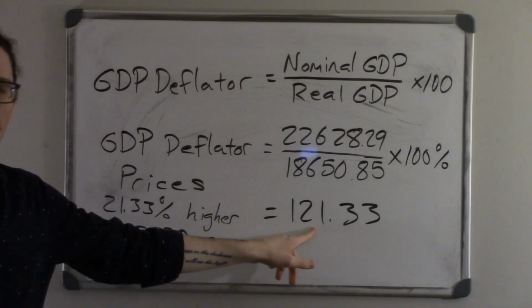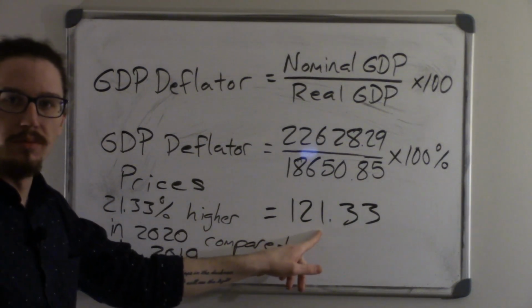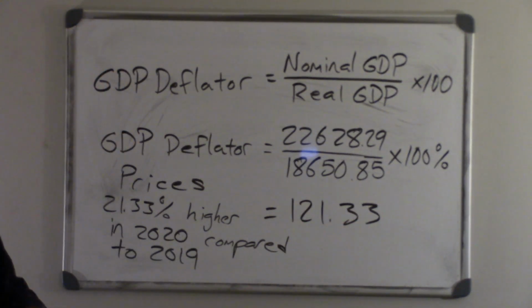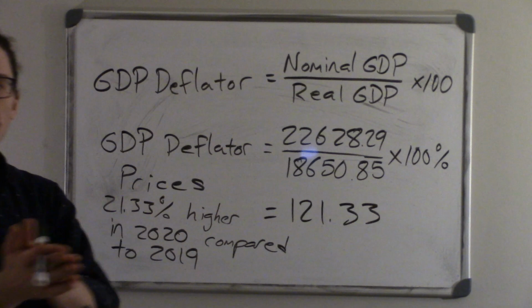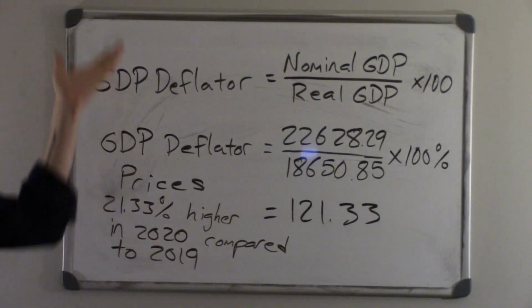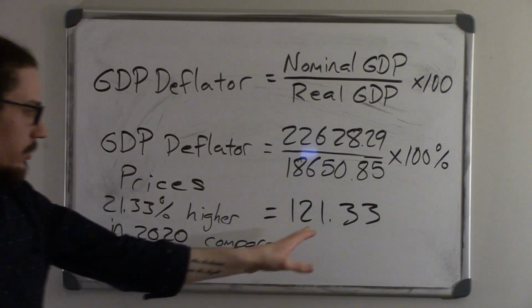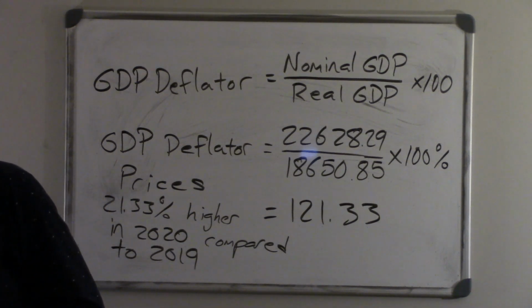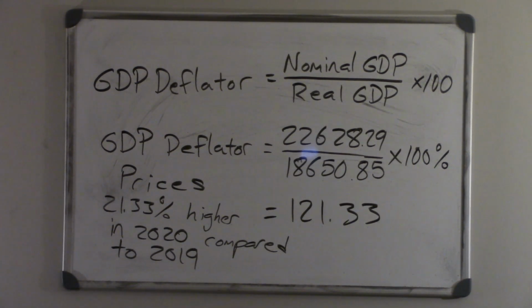All right, and again, that 21.33, we got that by subtracting 100 from this. We subtract 100 because that 100, of course, is just where they overlap. We only want to see where the increase was, and that's where we got that 21.33%. Right, but that is our GDP deflator.